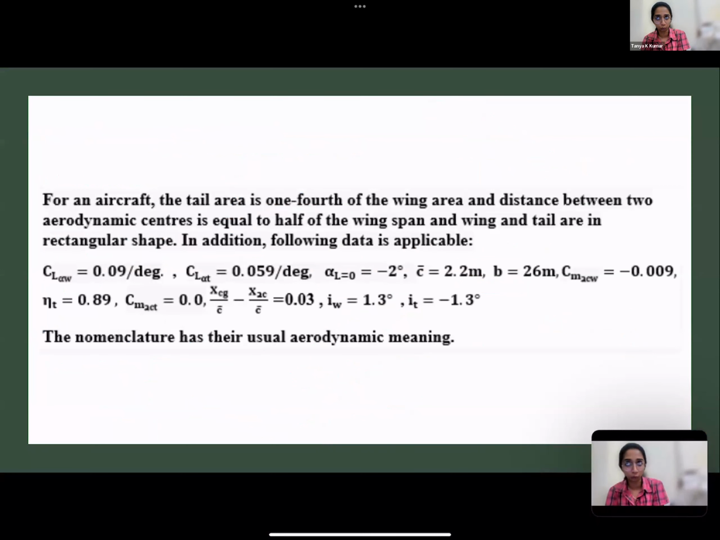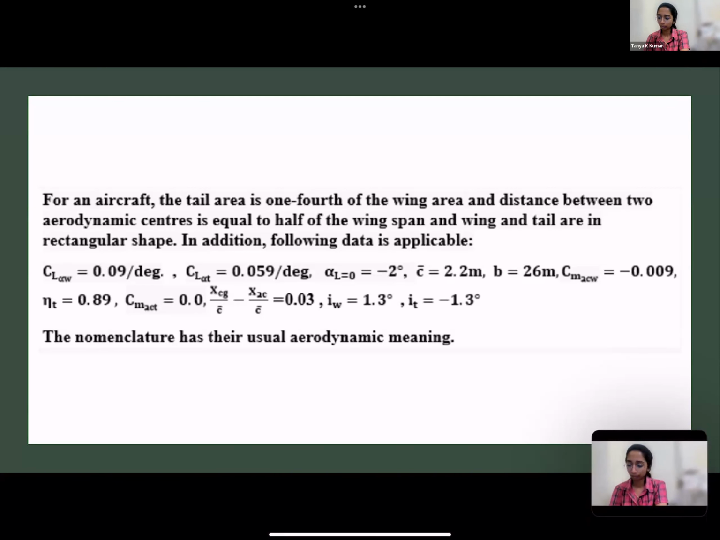Now let's see another question, which is very similar to the one that you had solved in your assignment 2, if I'm not mistaken. Just read the question. For an aircraft, the tail area is 1/4 of the wing area, the distance between the two aerodynamic centers is equal to half of the wingspan, and the wing and tail are rectangular in shape. In addition, the following data is applicable. They've given you the CL alpha of the wing, CL alpha of the tail, the zero lift angle of attack, which means it's a cambered airfoil, the mean chord, the span b, the CMAC of the wing, tail efficiency factor, CMAC of the tail, XCG minus XAC, and the wing and tail setting angles.